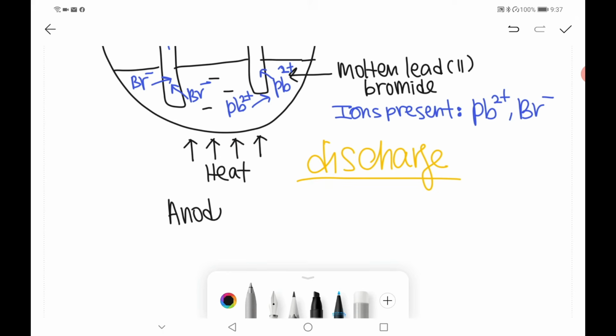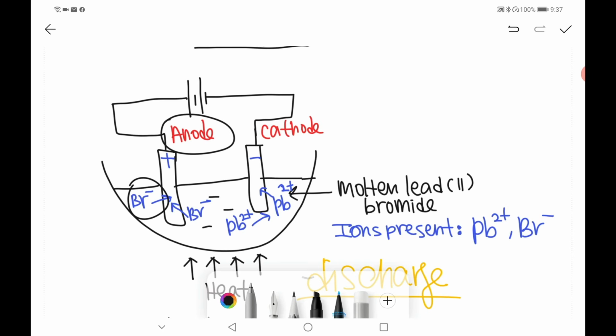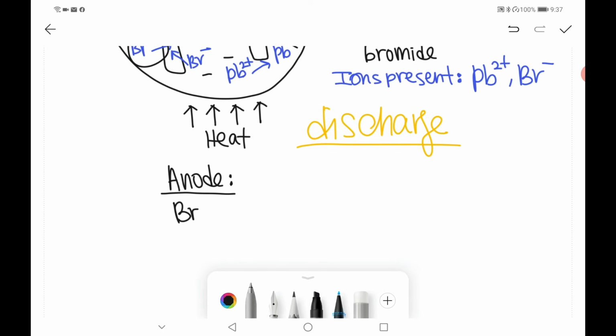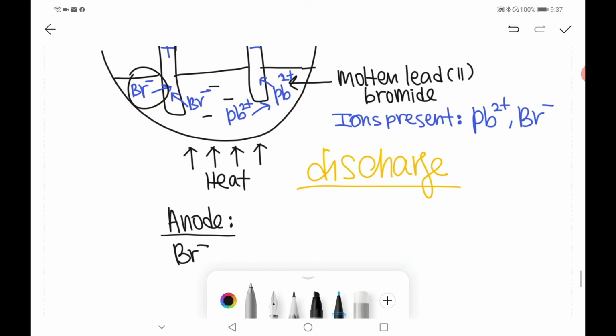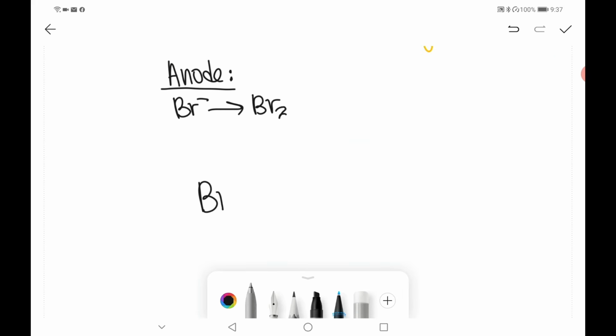On the anode here, as you can see in the half equation, who comes to the anode? Br minus. So Br minus comes to the anode because it wants to be discharged. When Br minus throws the charge away, it becomes neutral Br. When Br is neutral, it always appears as Br2, because we only have two forms of Br. If the Br is charged, it is Br minus. If the Br is neutral, Br2.